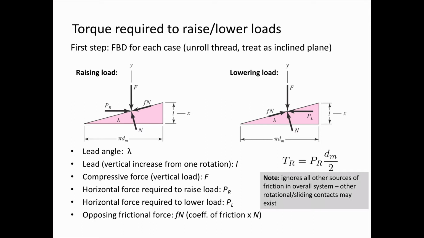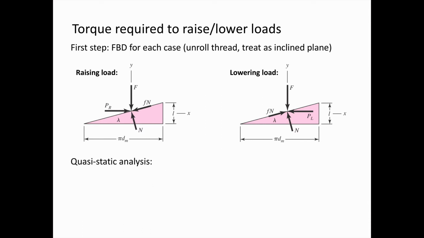We're going to use this relationship to determine what is the torque required to raise or lower a load. Please note that this derivation ignores, for now, all other sources of friction in the overall system. There are some other sources of friction from rotational or sliding contacts in most power screw systems. Okay, we're going to go through a quasi-static analysis. That means we're just looking at the static forces. We're going to ignore any forces due to accelerating inertias.